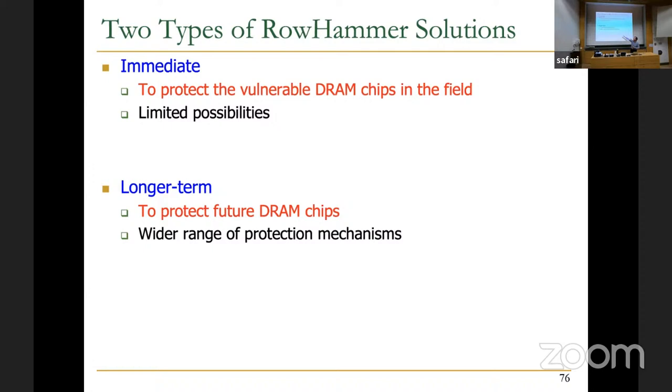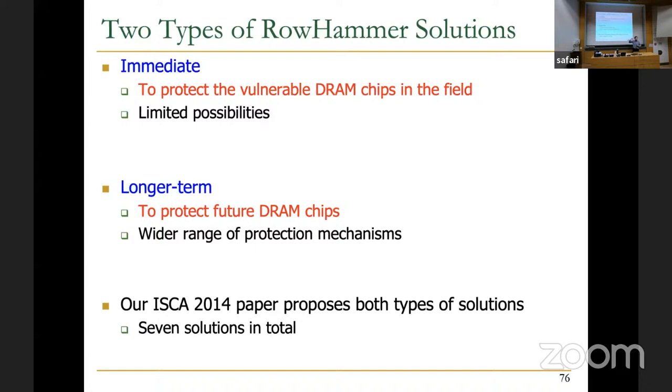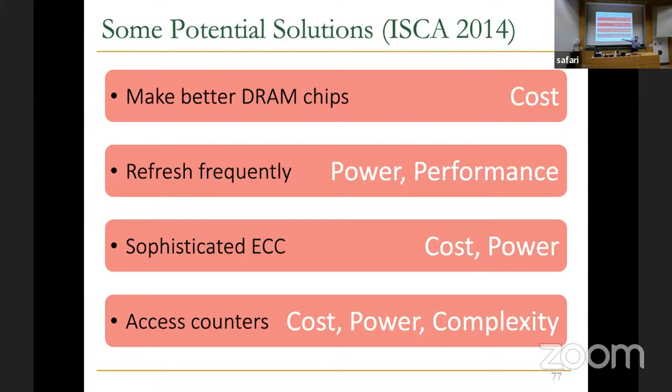And there's a wider range of protection mechanisms over here. I'm going to talk about some solutions that we proposed early on. We're going to look at some other solutions later on. We actually cover the solution space a lot. We proposed 7 solutions in the original paper, which is, I think, good to do whenever you discover a new problem. One solution is making better DRAM chips.